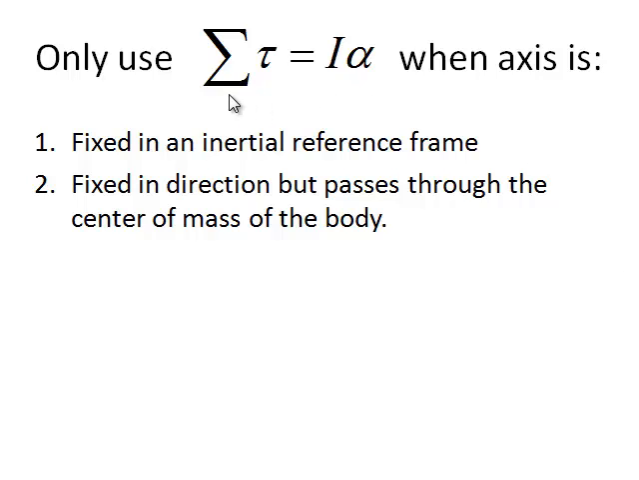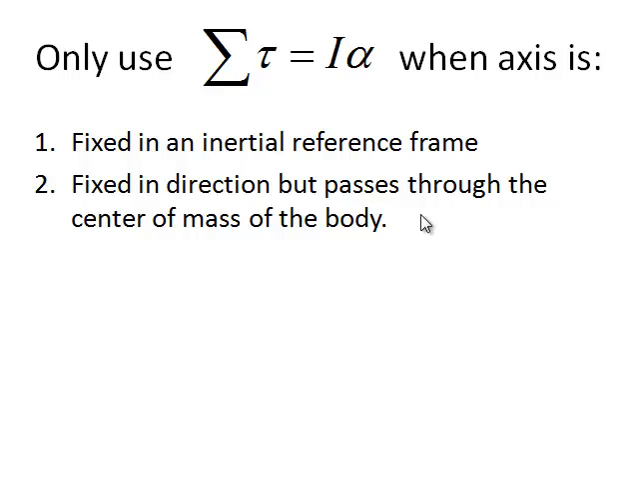Also, we need to talk about how to use this sigma tau equals I alpha. We can only use this formula when the axis is fixed in an inertial reference frame. That means something like a pendulum, where there's a fixed axis of rotation, in which case we have to be very careful that we're using the moment of inertia about that fixed axis. Or we can also use the sigma tau formula when the axis is fixed in direction but passes through the center of mass of the body.